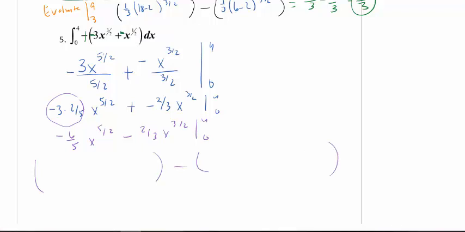When I plug in, I have a negative 6/5 (4) to the 5/2 minus 2/3 (4) to the 3/2. Notice I put parentheses there so I'm really clear on what's being raised to the power. If I plug in 0 into this, it's going to be 0 minus 0. So I get a 0 there. So I'm only really concerned with this first part. And again, you can type this in your calculator and simplify. You should actually get 32 if you were to do this by hand, and this would give you an 8.